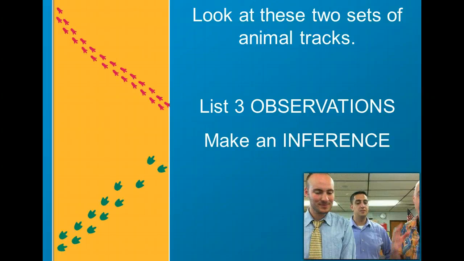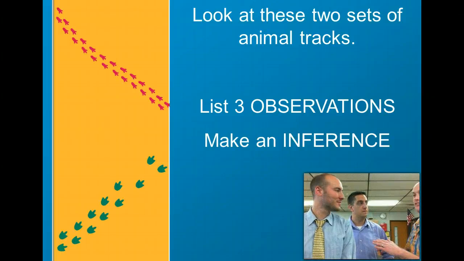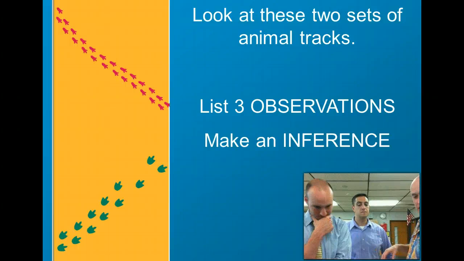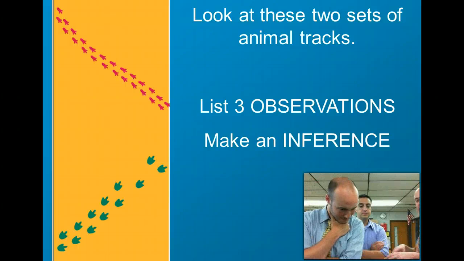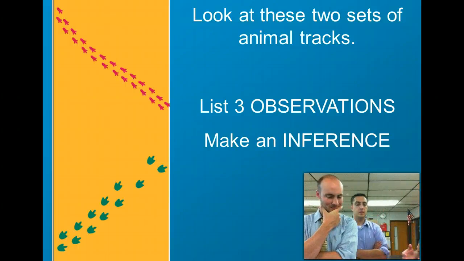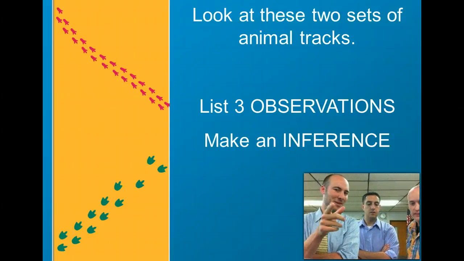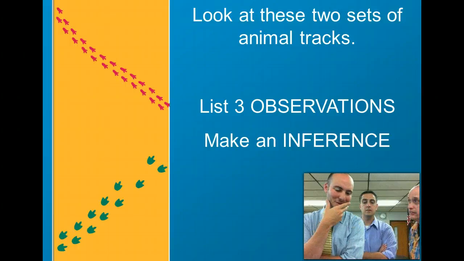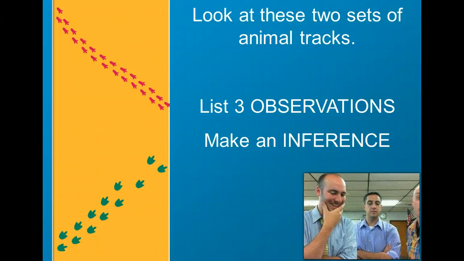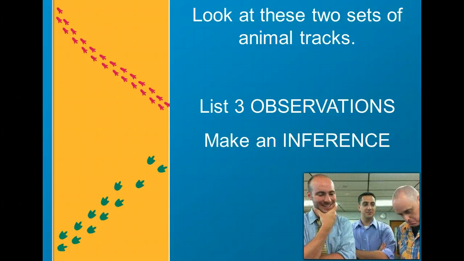So let's look at these two sets of animal tracks. I'm going to let you guys do this. If you can, team up, list three observations, and then give me an inference you can make of that. Just with what you see there, one of you give an observation. It's probably worth noting for the people watching that the pictures are below. That's why we're looking down. We're not just bummed out.